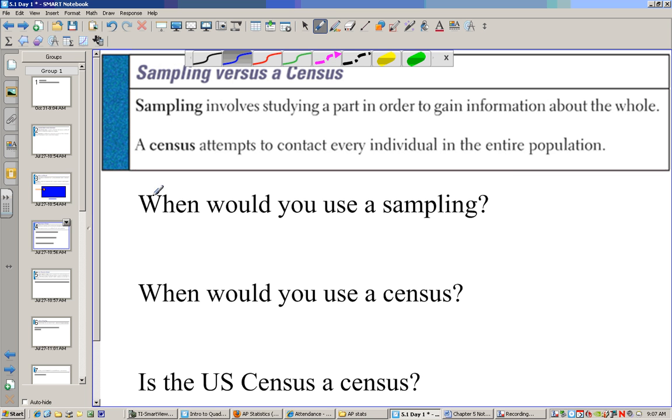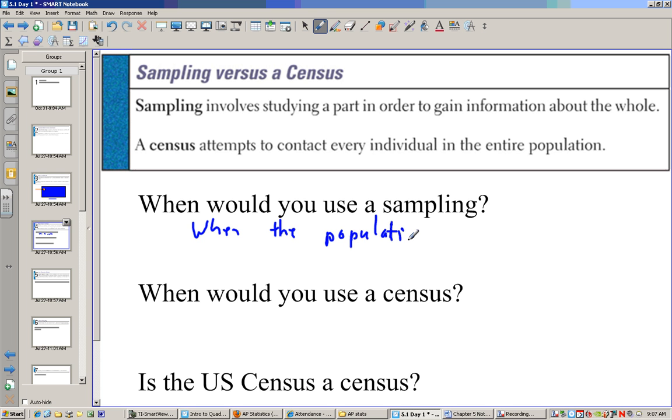So when would we use a sampling? When the population is big. When the population is large and difficult to ask questions, to survey.